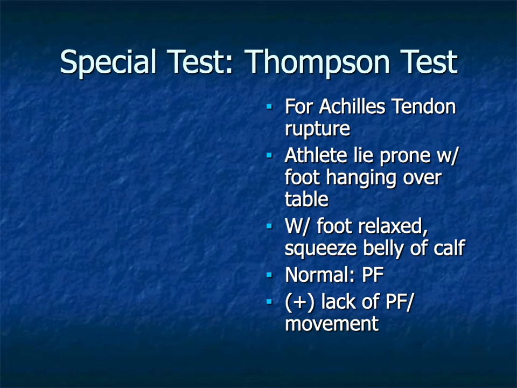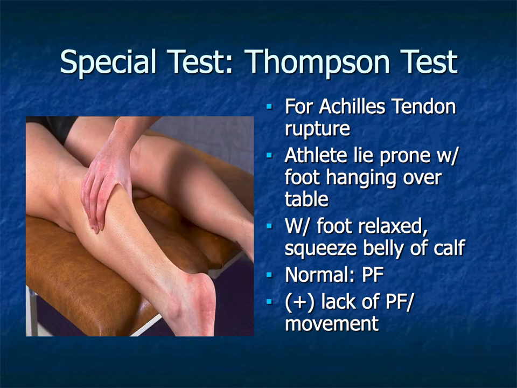Last test we're going to talk about is the Thompson test. This is for an Achilles tendon rupture. So the athlete is lying prone, or on their stomach, on a table with their feet hanging off the end of the table, and we squeeze the belly of the calf muscle. Normal is plantar flexion when we squeeze somebody's calf. The foot, the ankle, should plantar flex. If it doesn't plantar flex, that means that Achilles is ruptured.